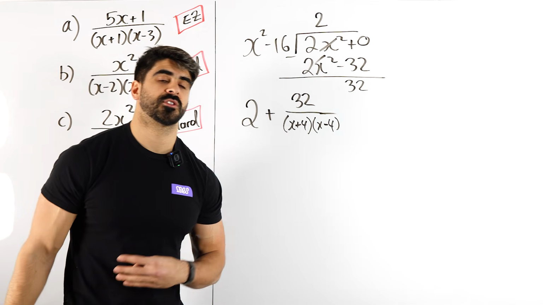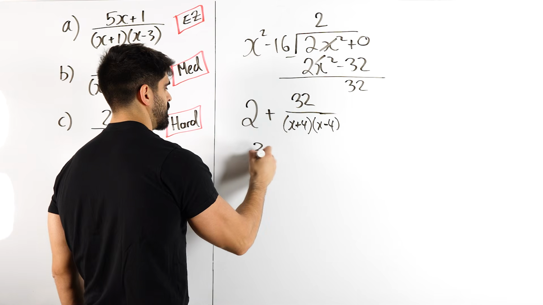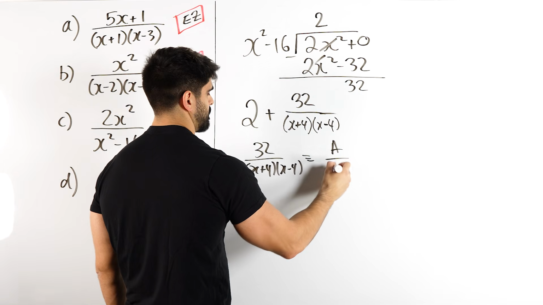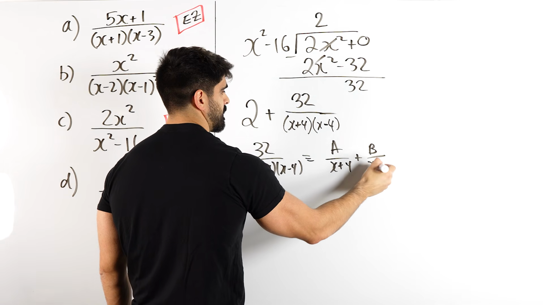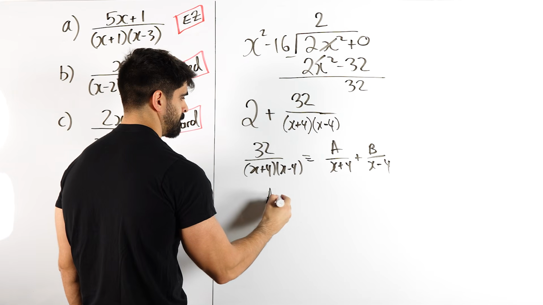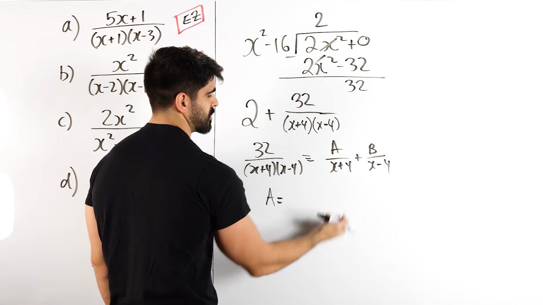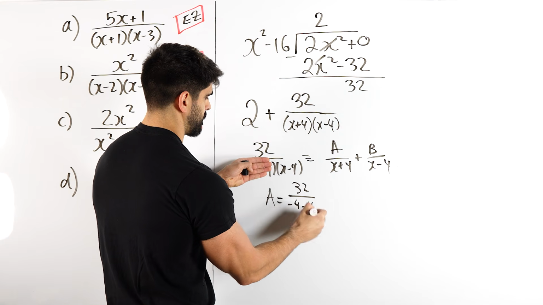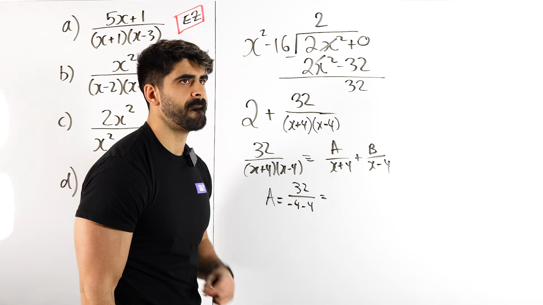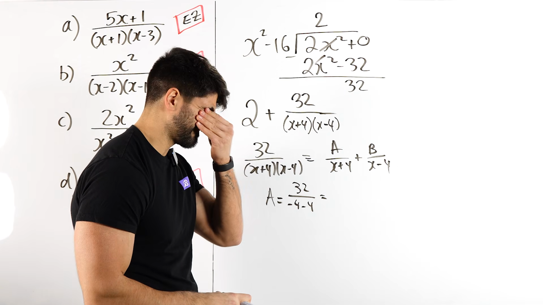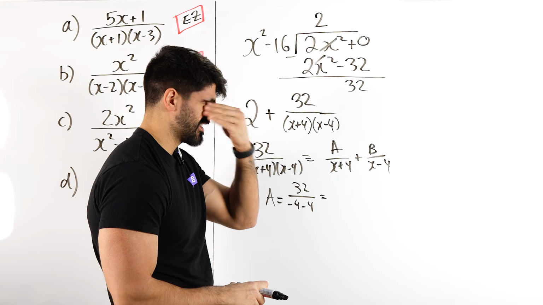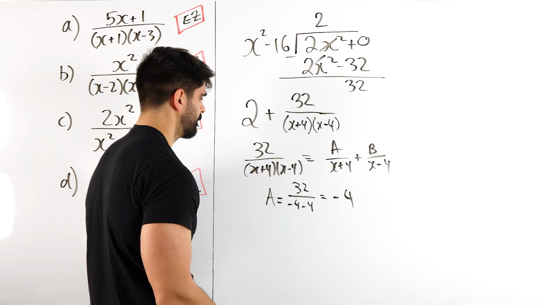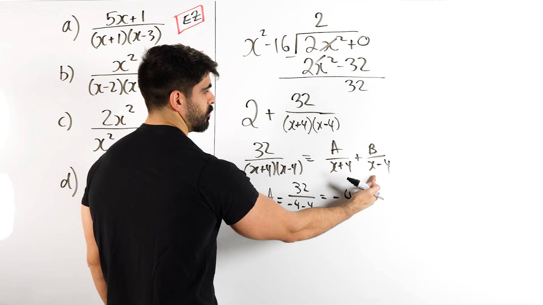And now you guys are well equipped to use the cover-up method, which is what I'm going to use. So 32 over x plus 4, x minus 4, a over x plus 4, and b over x minus 4. I want to find a. What value of x makes this 0? It's minus 4. Cover it up. I get 32 over minus 4 minus 4, which is 32 over minus 8, minus 4. Why is this the hardest part of the question? 32 divided by 8 is 4. So minus 4, yeah.